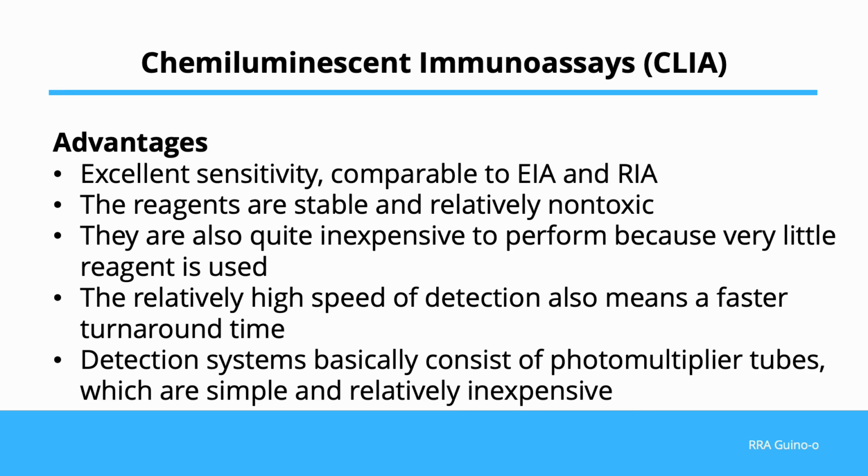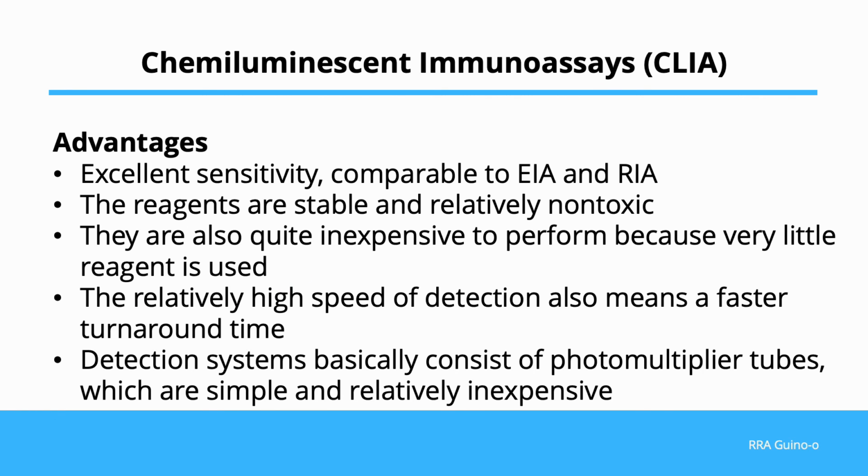Our chemiluminescent immunoassays have these inherent advantages. First, they have excellent sensitivity, which is comparable to our enzyme-linked immunoassay and our radioimmunoassay. And as mentioned previously in this lecture, chemiluminescent immunoassays have mostly replaced radioimmunoassays. Next, the reagents are stable and relatively non-toxic, especially compared to our radioimmunoassays. These kinds of tests are also quite inexpensive to perform because very little reagent is used.